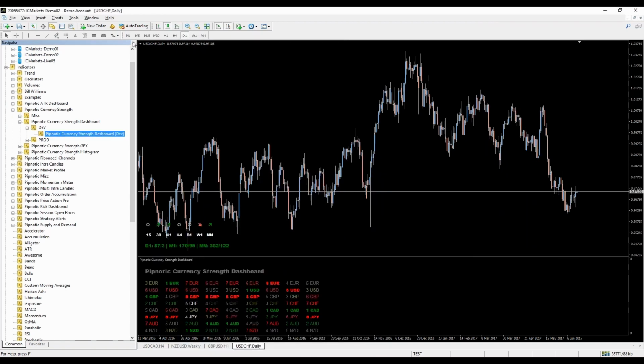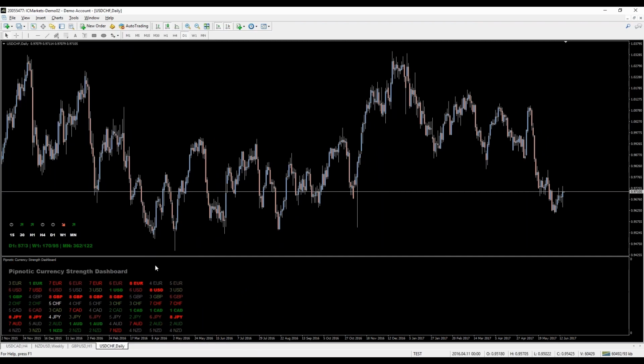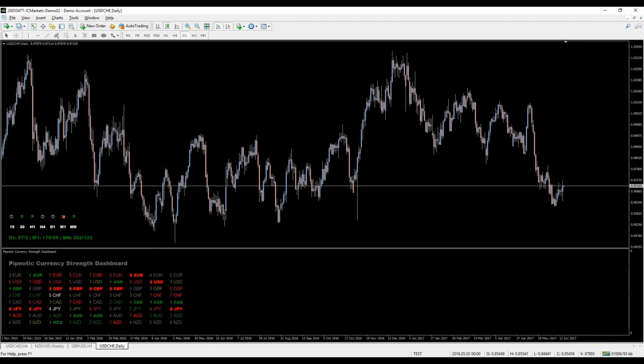I'll just switch it on. It'll take a minute because it has to do a lot of legwork. And now it's showing me the strength of the 8 most traded currencies on all of the time frames that you can see on the MT4 platform. You'll notice, Michael, this is different than the version you're seeing. It's because I'm just kind of fiddling with this new version here.